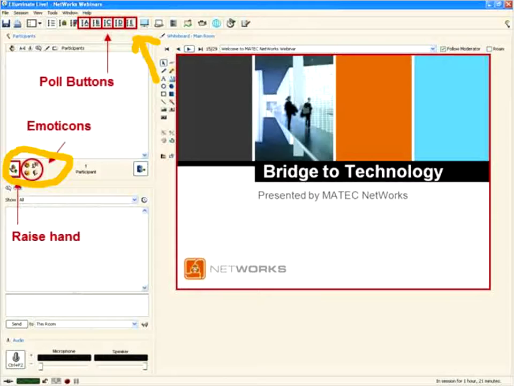This is another way for you to interact with us. Feel free to use it throughout the presentation. Let us know how you're doing. And if you're asked to raise your hand again, you can do that by clicking on the hand and arrow button right next to the emoticons. So let's try these tools out and give our presenters, John and Rob, a round of applause. There we go.